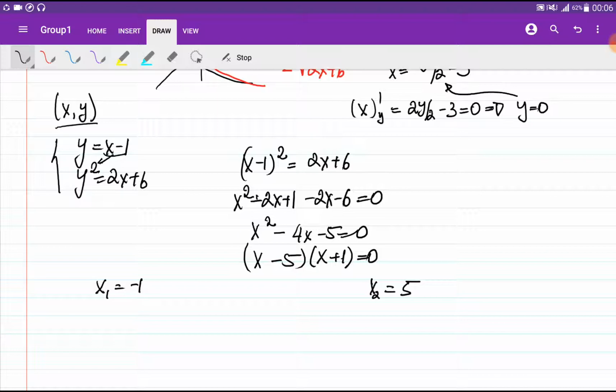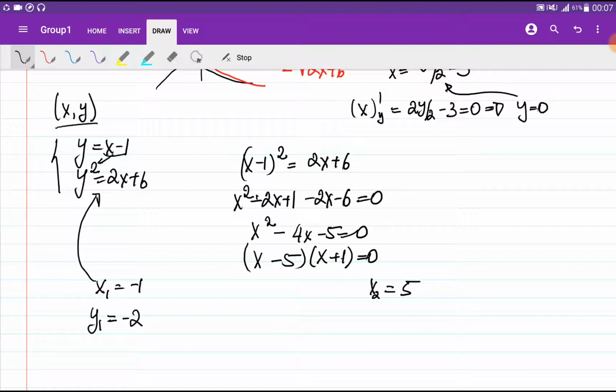In order to find the y coordinates of the intersection points, we need to put the x into one of these equations. Both of the equations obviously give you the same y. If you put x equal to minus 1 into the first equation, it gives us minus 2. If you put it into the second equation, it gives you plus or minus 2, and we'll choose the minus 2.